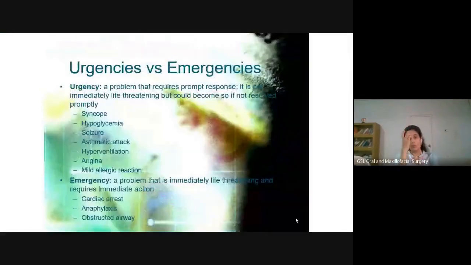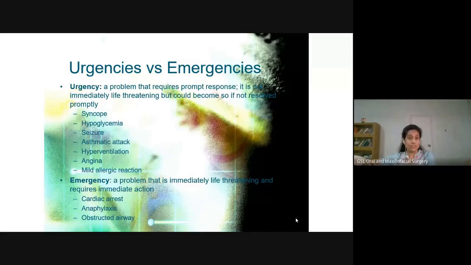Now you need to understand the difference between what an urgency is and what an emergency is. So an urgency means it's a problem that requires prompt response. It is not immediately life-threatening, but it could become life-threatening if it is not resolved promptly. For example, the things that we have learned in the past, we learned about hypoglycemia, correct? We learned about seizures. You probably have been taught about the asthmatic attacks and hyperventilation. So they are all urgent, means you can't ignore it, but it is not life-threatening. The patient cannot lose his life because of it.